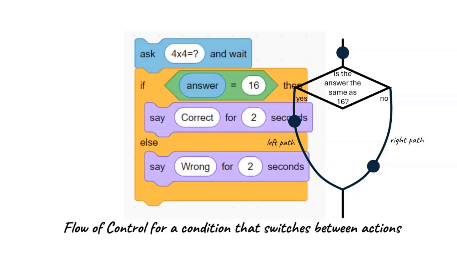But this time, just like before, if it is the same as 16, it's going to go down that left-hand branch and it's going to say correct for 2 seconds. But unlike the last example, if the condition is not the same as 16, it will go down the no path. But here it is actually triggering a block of code, because it's going to trigger anything inside that else section and say wrong for 2 seconds.